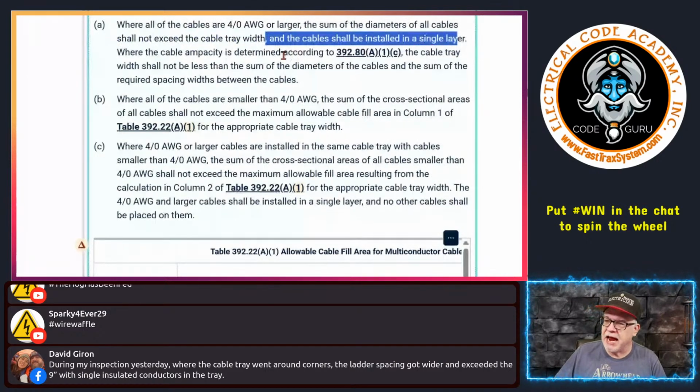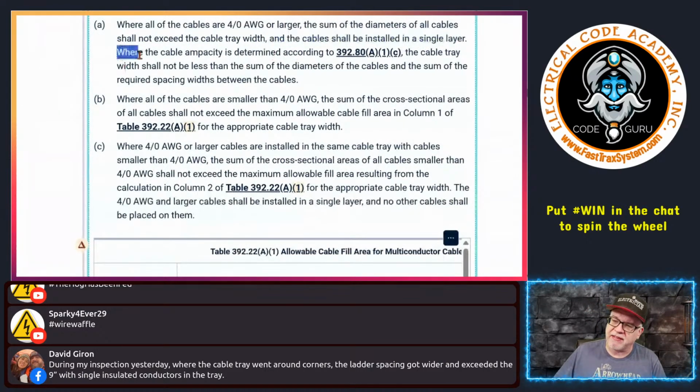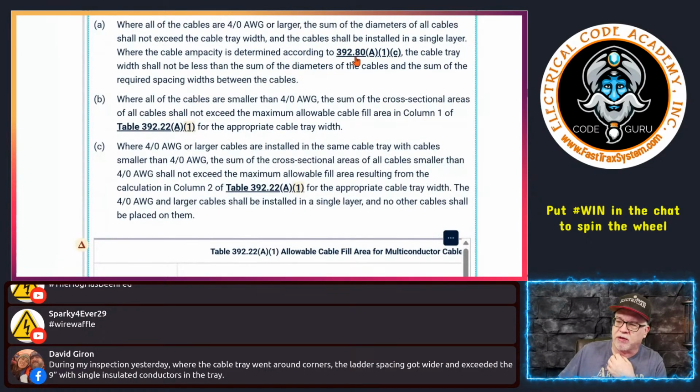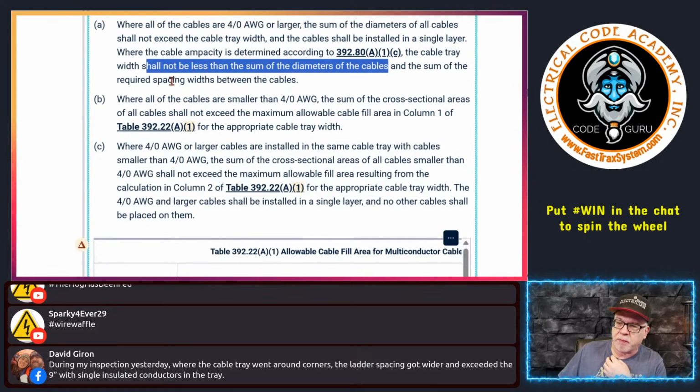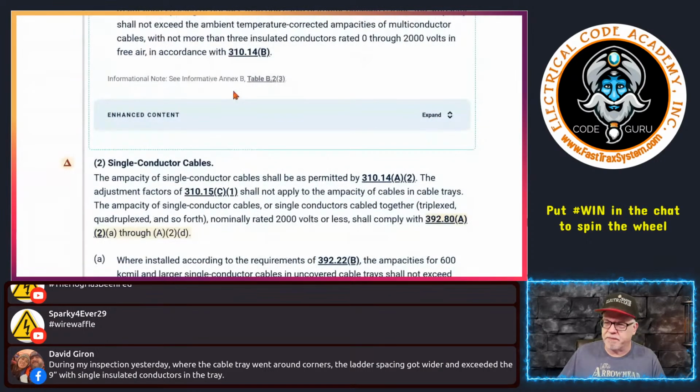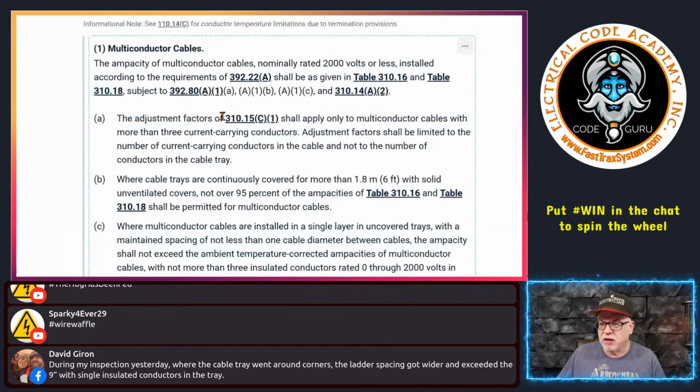Okay. Now it says where the cable ampacity is determined in accordance with 392.80(A)(1)(c), and we will look at that. Okay, so right now we're just focused on how we put them in the tray. We will look at ampacities Friday. But it says where the cable ampacity is determined in accordance with 392.80(A)(1)(c), the cable tray width shall not be less than the sum of the diameters of the cables and the sum of the required space width between the cables. Okay, so the only reason I'll click on this one is to show you right here.